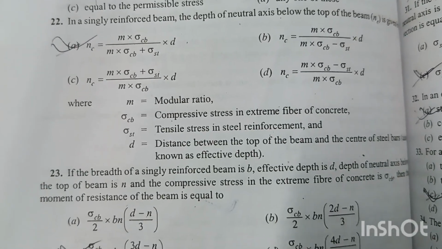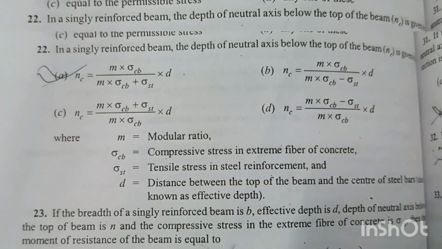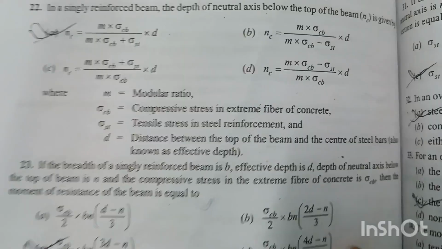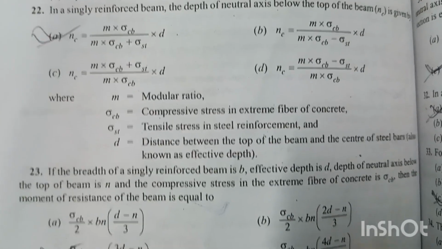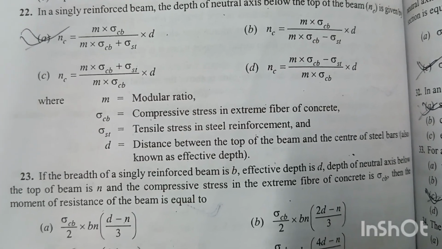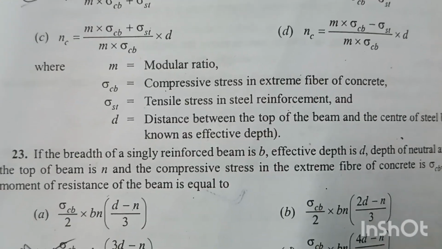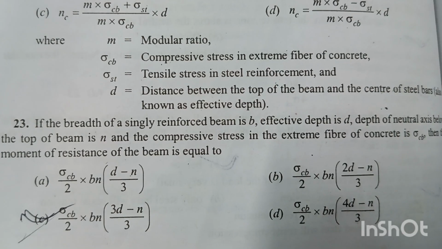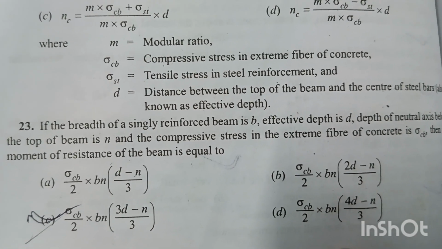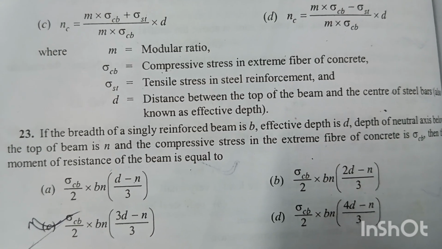Question number 23. If the breadth of a single reinforced beam is B, effective depth is D, depth of neutral axis below the top of the beam is N, and compressive stress in the extreme fiber of concrete is sigma CBC, then the moment of resistance of the beam is equal to. Option C is right answer, sigma CBC by 2 into B into N within bracket 3D minus N by 3.